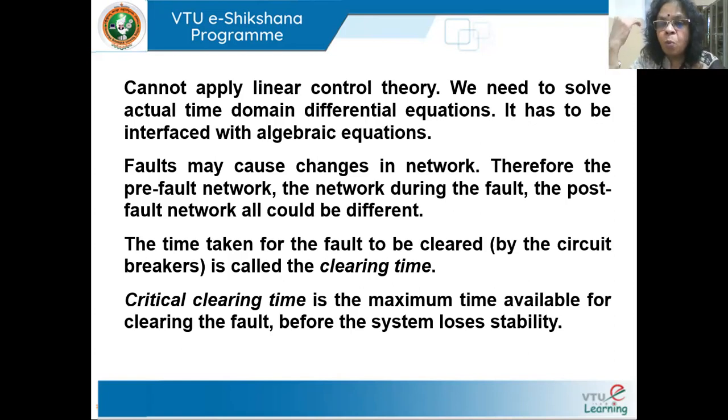1, 2, 3, 4. So number one is the most critical. That's the one which will have the smallest critical clearing time. As the rank increases, the clearing time becomes larger. That means those faults with a larger critical clearing time are not serious. The critical faults are the ones with a very short CCT, critical clearing time. So you have to design your network to withstand that and to be robust under that.